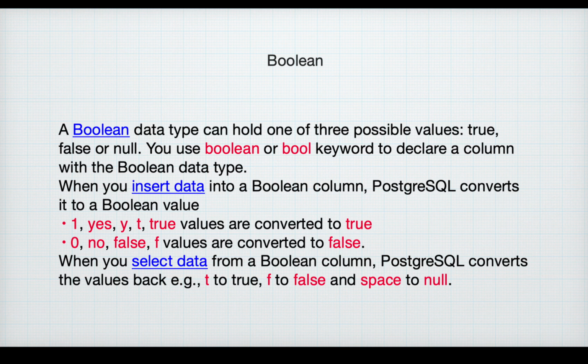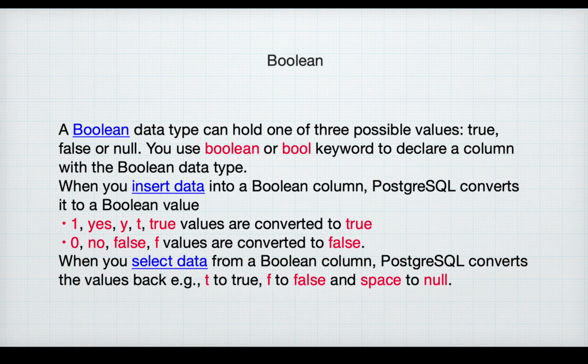So if you want to insert data into a Boolean column in PostgreSQL, we can represent it as 1, yes, y, t, or true, and those values are converted to true. So any of those values that you see in this format will be deemed as true in that column. So 0, no, false, f values are also going to be converted to false by default. So the data in this particular column is either true or false.